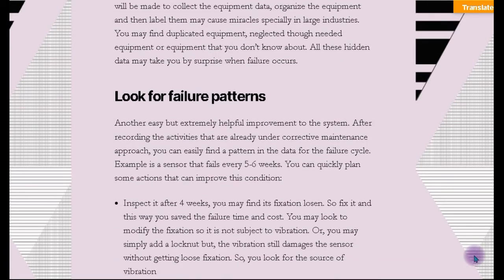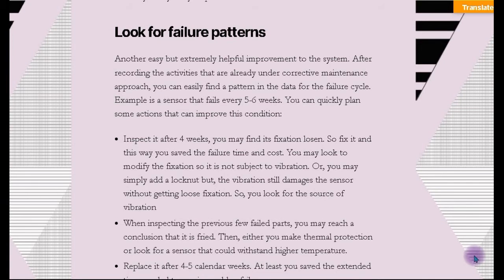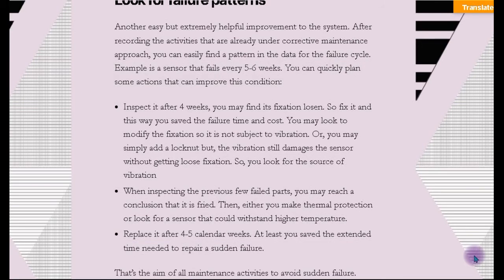Another thing: now that we have the equipment codes and labels, and we have recorded some data for this equipment from the maintenance, from the failures and so on, we look for patterns in our data. For example, you have a sensor that fails every 5 to 6 weeks. Then we need to focus on this sensor and see how, from the data we have collected, we can improve this condition. The very first thing: if it fails constantly between 5 to 6 weeks, then after 4 weeks you will go for an inspection.